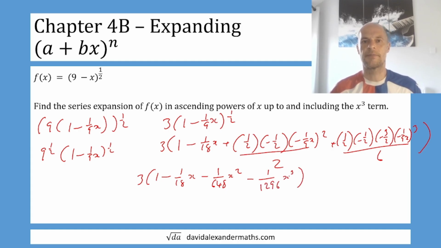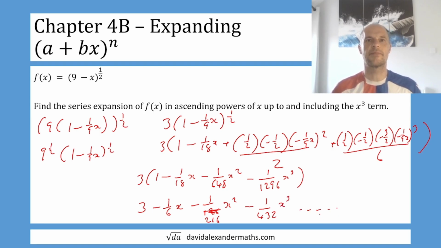1296x cubed. So now I just need to multiply 3 by 3, expand out the brackets, so that's 3 minus 1 over 6x minus 1 over 216, rather, 1 over 216x squared, take away 1 over 432x cubed. There we go, and we're done.